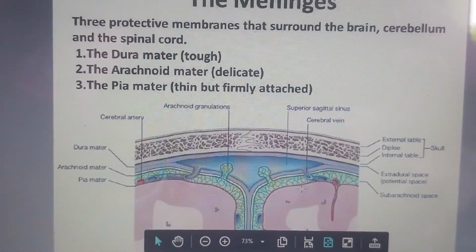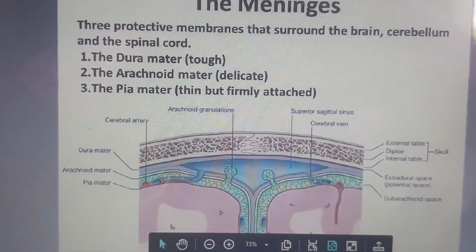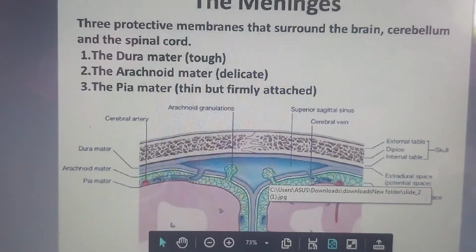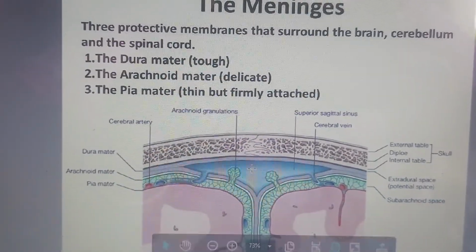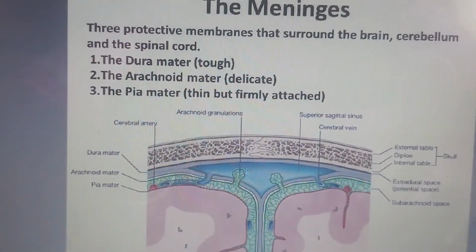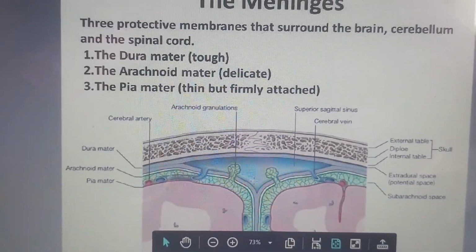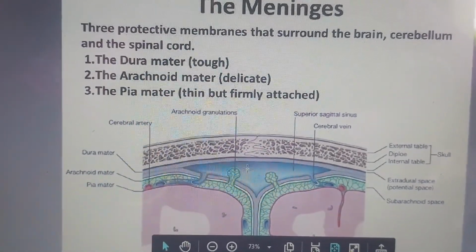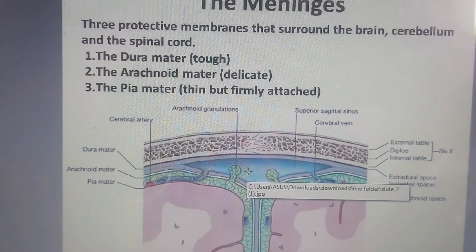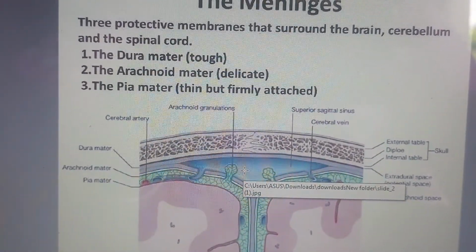Here the meningeal layer, the arachnoid granulations, are coming from the arachnoid mater, and further inside that we find the pia mater. So we find three layers: dura, then the arachnoid, and then the pia. You can find that the two layers of the dura mater are separated, and in between them is a collection of venous blood. That is how the dural venous sinuses are formed.